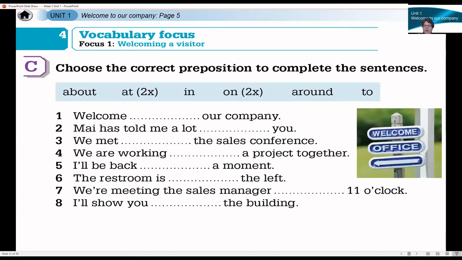All right, we did something like this earlier. This is pretty much the same thing. What prepositions go in each sentence? So we have about, at 2 times, in, on 2 times, around 2. Okay. Pause the video for as long as you need now.